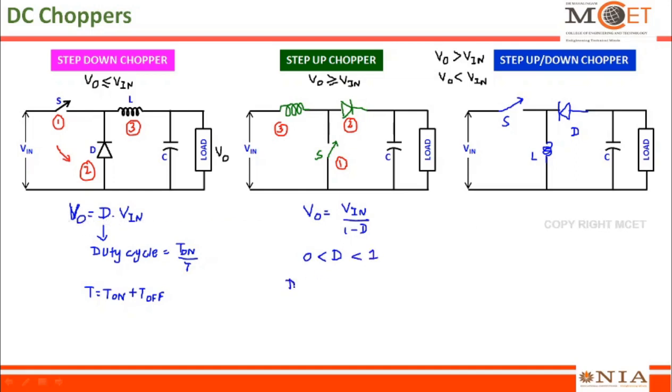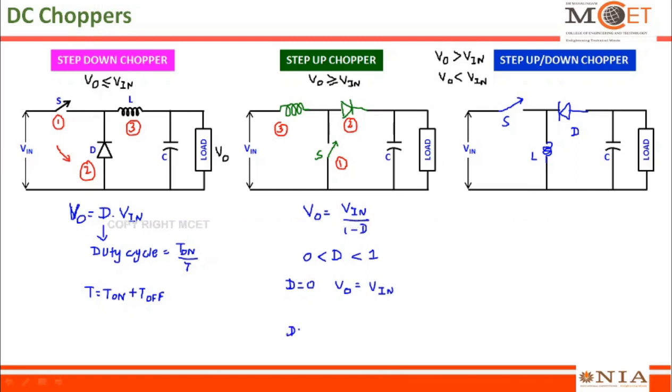Let us assume that my duty cycle is equal to 0. If I put duty cycle equal to 0 in this expression, output voltage V out will be equal to V in by 1 minus 0, which becomes 1. So V out is equal to V in, when duty cycle D is equal to 0.